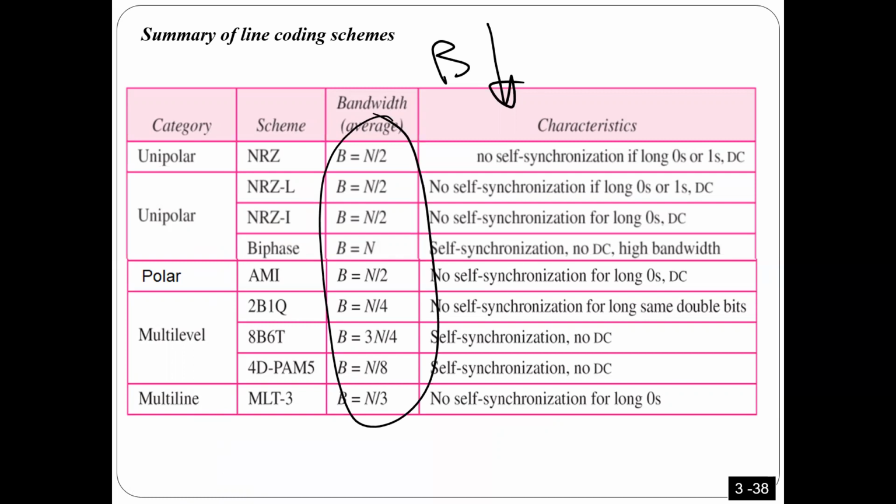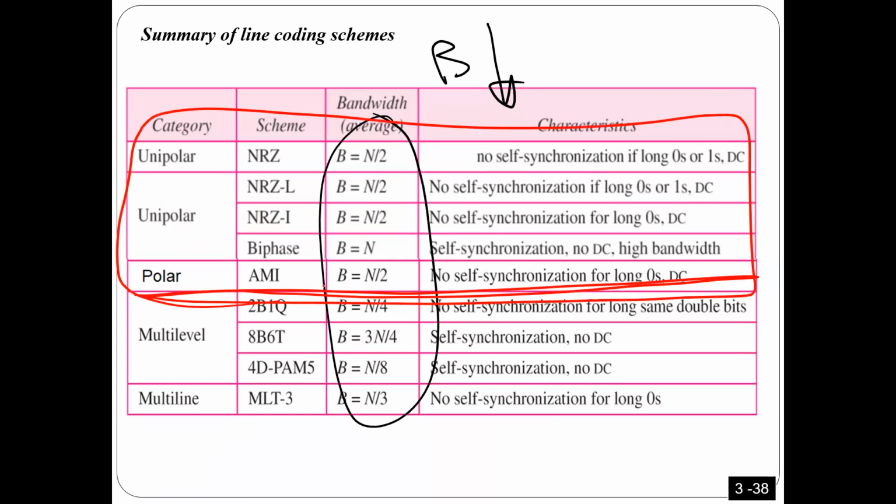You can see here, in the case of 2 levels, up to here it was 2 levels. In the case of 2 levels, as you know, the best bandwidth you can have is n divided by 2. Keep in mind, I'm going to say it again because it's a little bit confusing. Please listen to me. Given a certain bandwidth, I want to maximize the bit rate I'm going to get from this bandwidth.